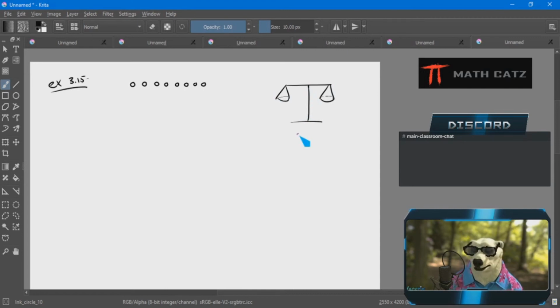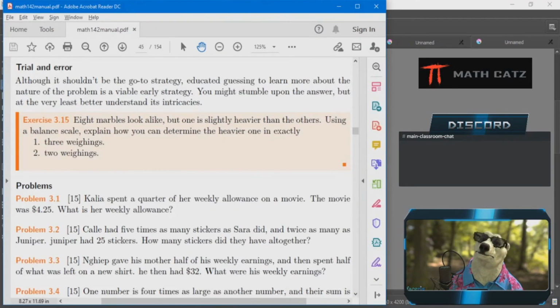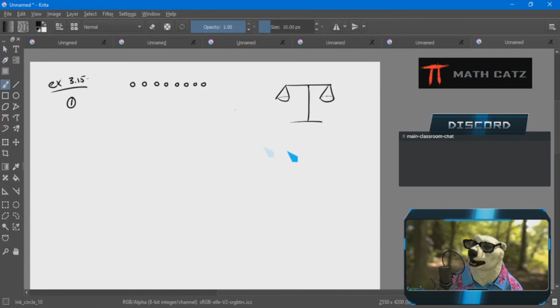Now I can use this, let's say here number 1. I can use the scale 3 times only. And after I'm done using it, I have to have a single marble in my hand, and that has to be the heavy one. And they look identical. But I want to be sure that everyone understands the question first.